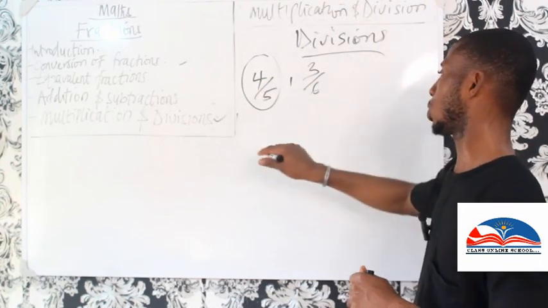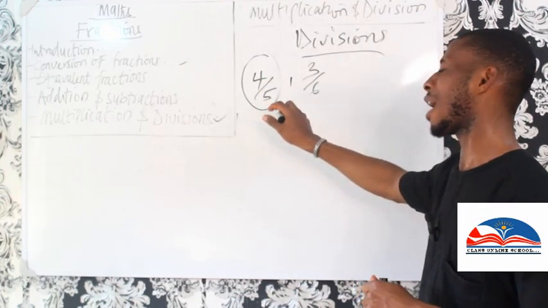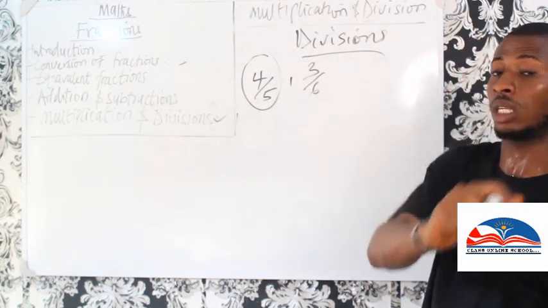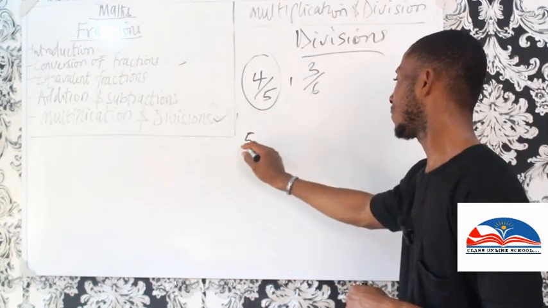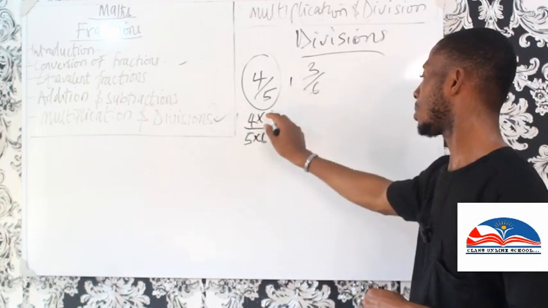Now, I have this fraction, what will we multiply 5 by to get 30? You see, 6. We have 5 times 6 and 4 times 6.